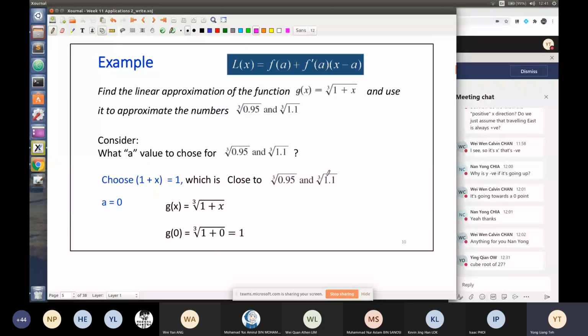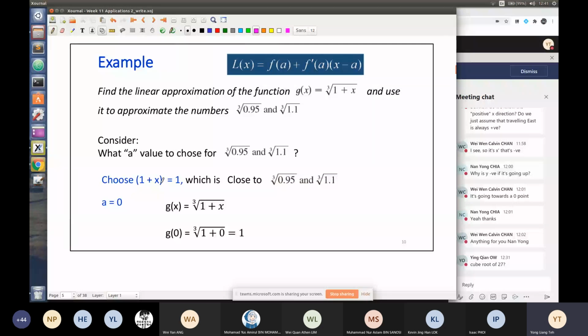Let's take a look at this example. Find the linear approximation of the function g of x equals cube root of 1 plus x, and use it to approximate the cube root of the numbers 0.95 and 1.1. First of all, consider what a value you want to choose. Obviously, the cube root of 1 is the best, because 0.95 is close to 1, and 1.1 is clearly close to 1. So we choose a equals 0 because 1 plus a has to be 1.